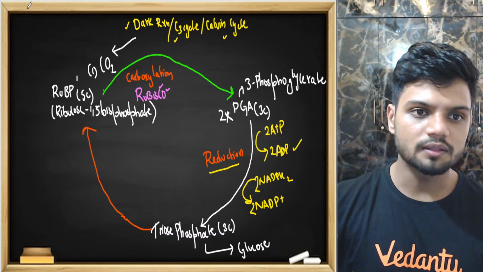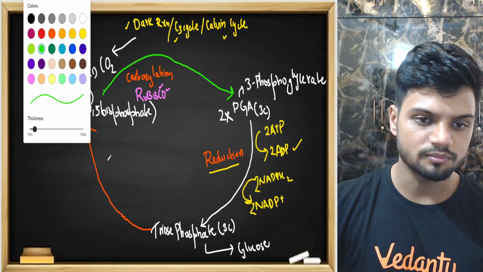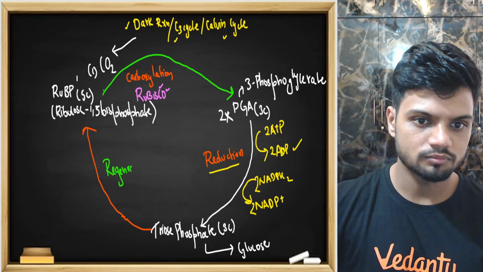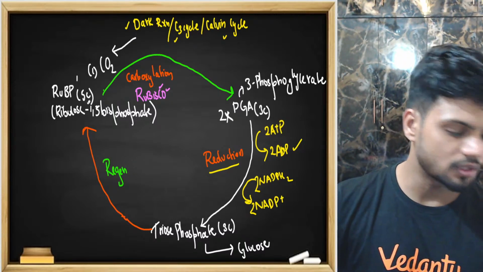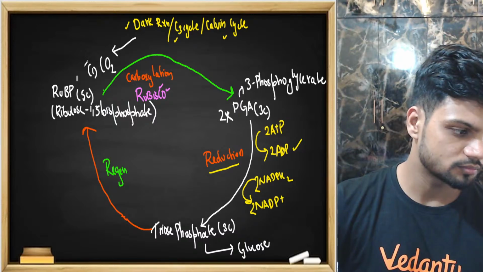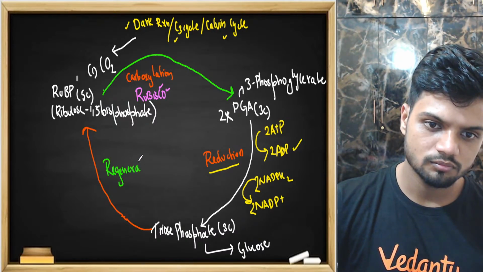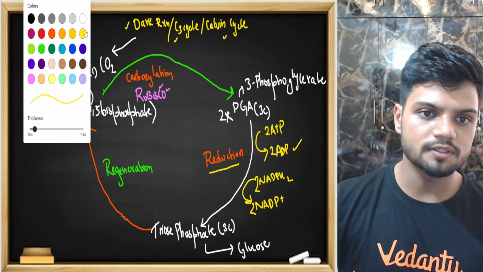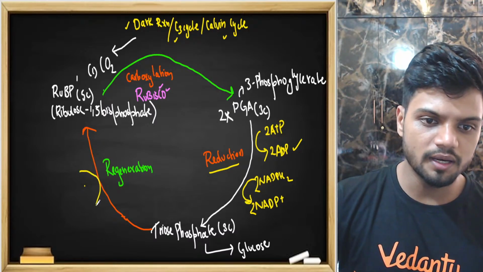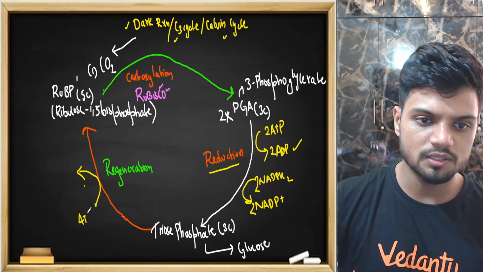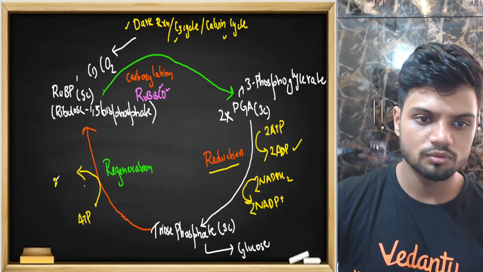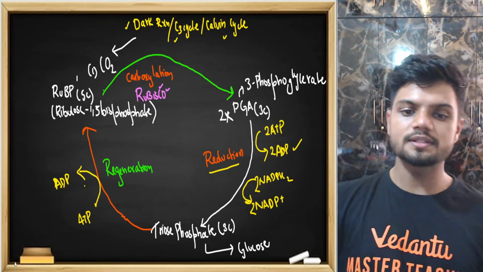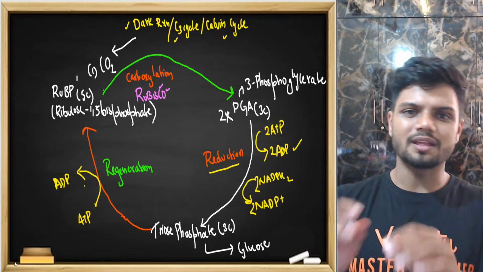Now what is the third step? The third step is called regeneration. Your triose phosphate is again converted back to RuBP. Again in this step, 1 ATP is being consumed, converted to 1 ADP. So these are the 3 steps of your dark reaction. That's all. Nothing more than this.